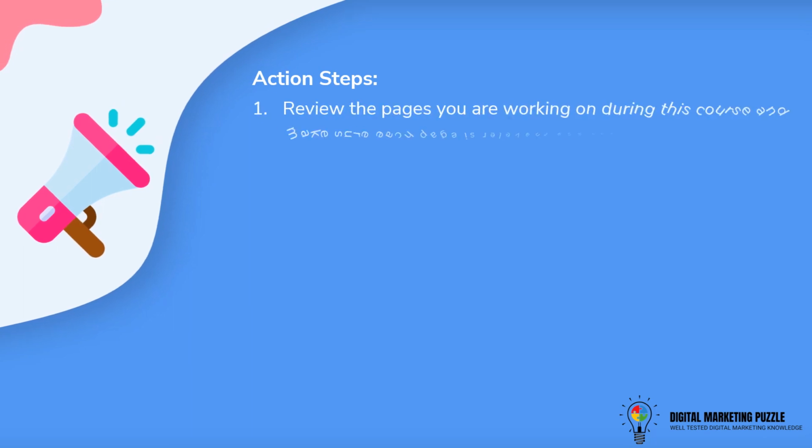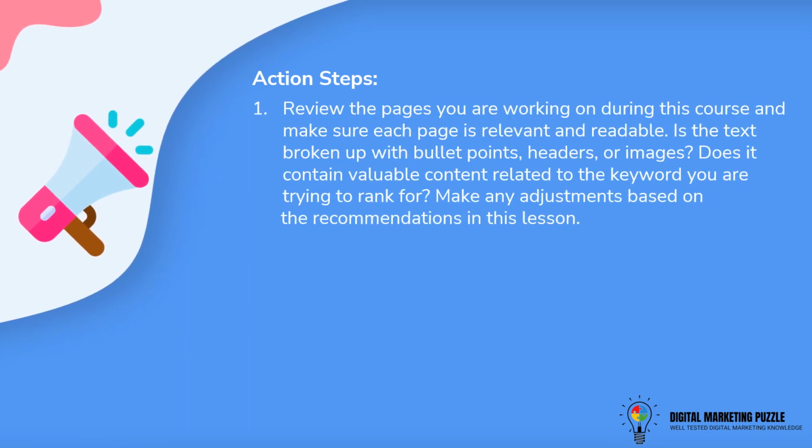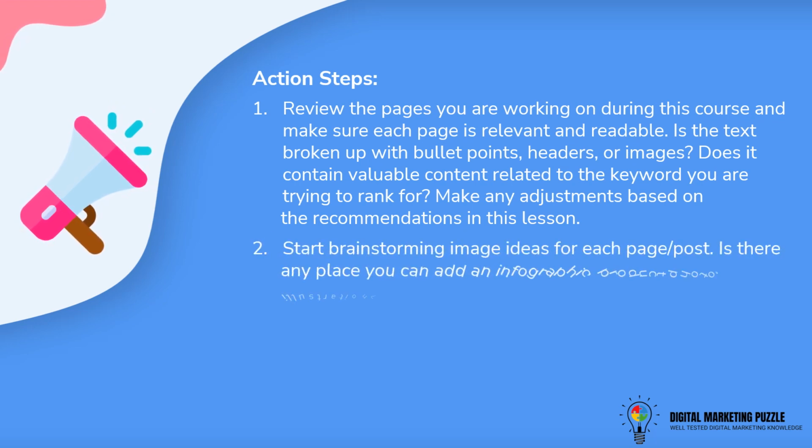Action steps. 1. Review the pages you are working on during this course and make sure each page is relevant and readable. Is the text broken up with bullet points, headers, or images? Does it contain valuable content related to the keyword you are trying to rank for? Make any adjustments based on the recommendations in this lesson. 2. Start brainstorming image ideas for each page or post. Is there any place you can add an infographic, product photo, illustration?